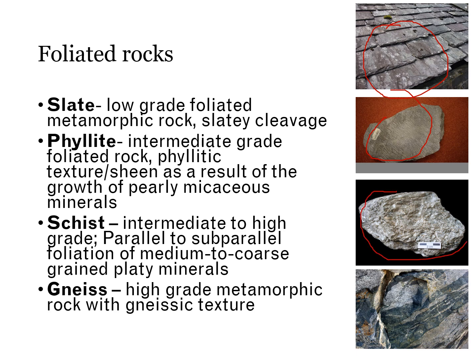As the grains become coarser in texture, an intermediate to high-grade rock called schist results, which has parallel to subparallel foliation of medium to coarse grained platy minerals. As you increase the pressure and temperature conditions, a high-grade metamorphic rock called gneiss with gneissic texture results.